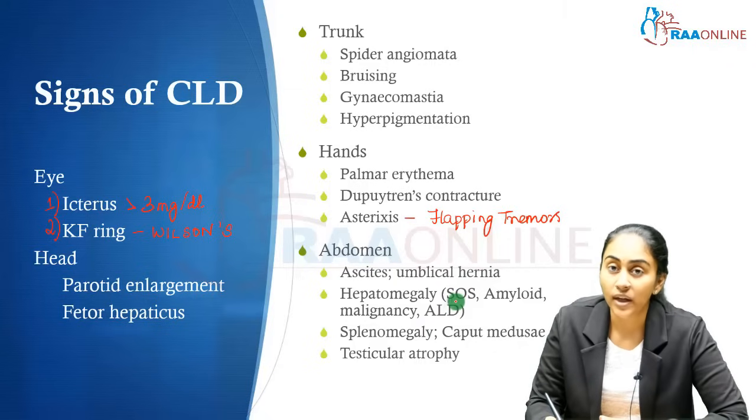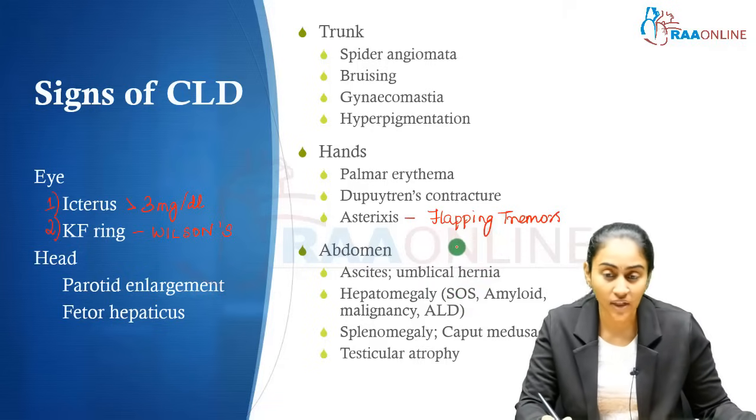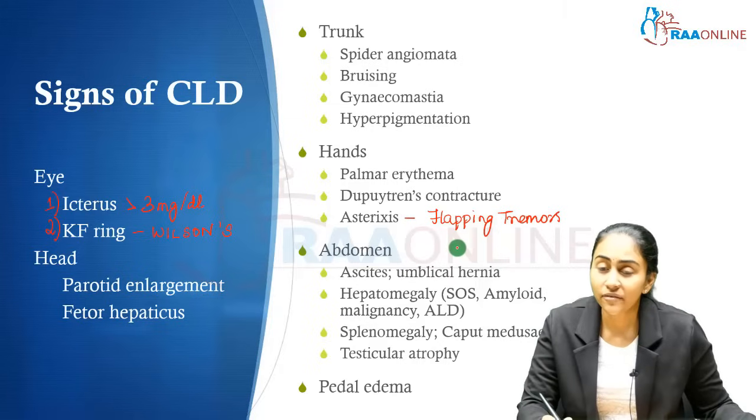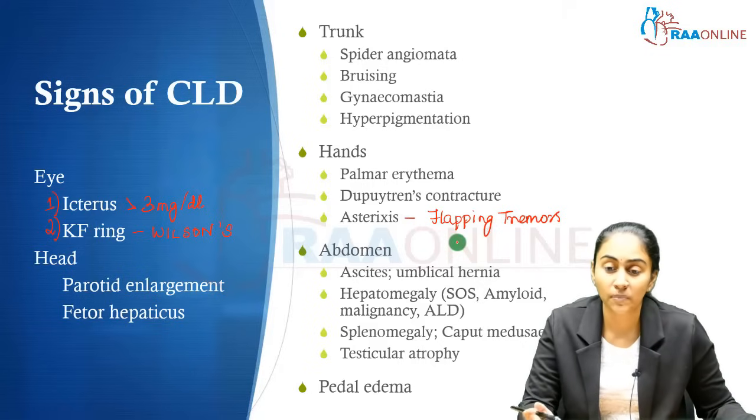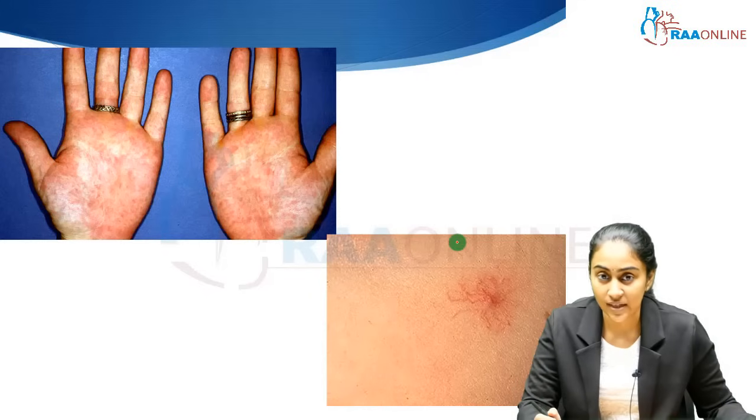And finally, on examination of the genitalia, testicular atrophy will also be seen in patients with chronic liver disease. And finally, moving down to the foot, you find that patients with chronic liver disease develop pedal edema, which could be attributed both to hypoalbuminemia and a functional IVC obstruction from all the ascites that is there.